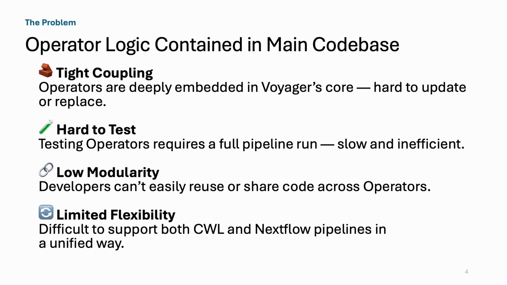Finally, supporting both CWL and Nextflow pipelines has been challenging due to their structural differences. Each format requires separate handling logic, making it hard to automate execution in a unified way. This leads to duplicated effort, fragile workarounds, and limits our ability to scale or extend the system cleanly.